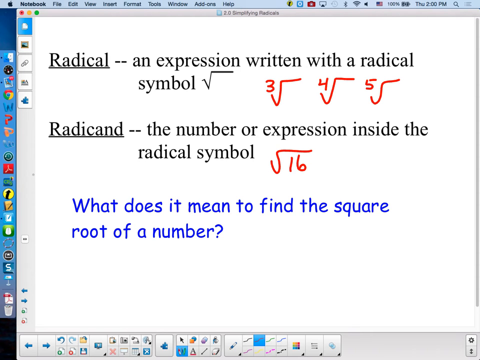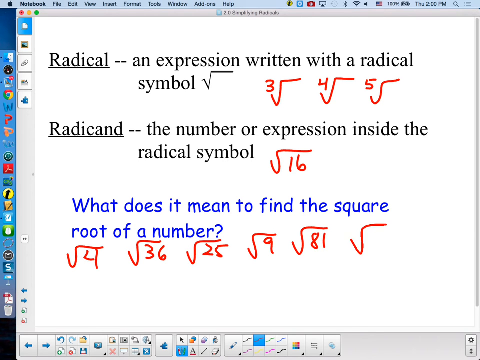So what are some of the perfect square numbers that I would think you should know? Probably would know the square root of, obviously 16. 36. Square root of 36. 25. Square root of 25. Square root of 9. 144. Square root of 81. Okay, what is the square root of 144? 12. How far up do you know? Is that as far as you typically go? Square root of 196?